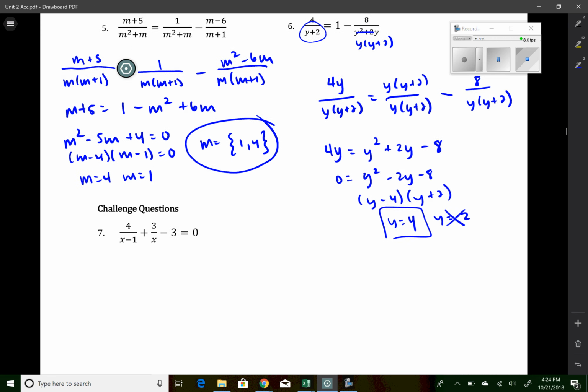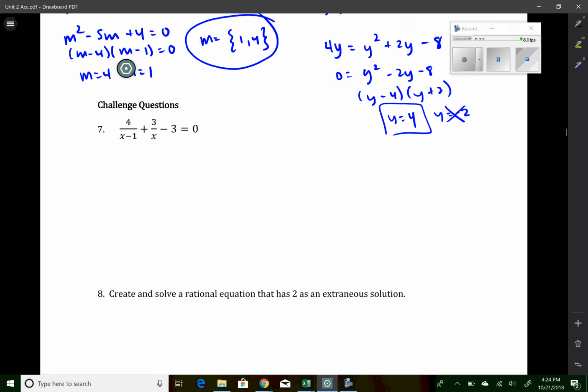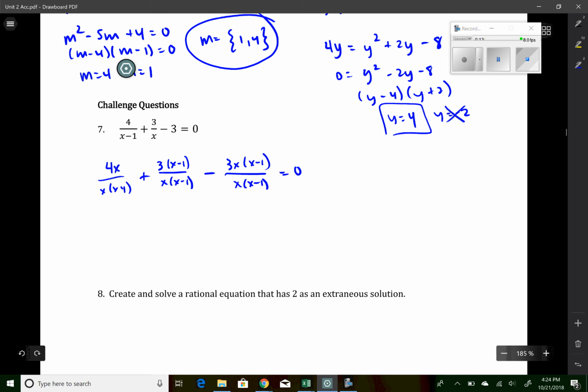Number 7. I'm trying to create a common denominator here, which would be x times x minus 1. So the first fraction I'm going to multiply by x. Second fraction I'm going to multiply by x minus 1. The last fraction I'm going to multiply by both. And it's still equal to 0. 0 is not going to change anything, so even if I multiply it by something, it's going to still be 0. So I'm left with the equation 4x plus 3x minus 3 minus 3x squared plus 3x all equals 0.